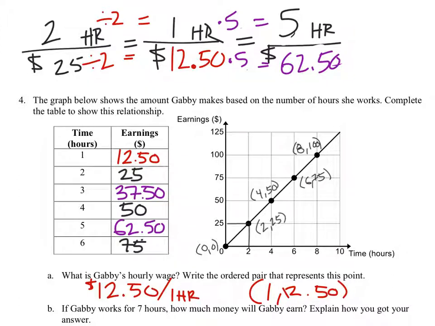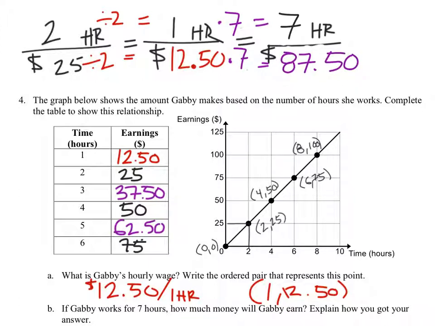If Gabby works for 7 hours, how much money will Gabby make? Explain how you got your answer. So we'll just show our work on this one. So I'm just going to come back here up to the top. And I'm going to replace the 5 with 7 hours of work, right? So let's replace those with 7. And then I've got $12.50 times 7. Bam.